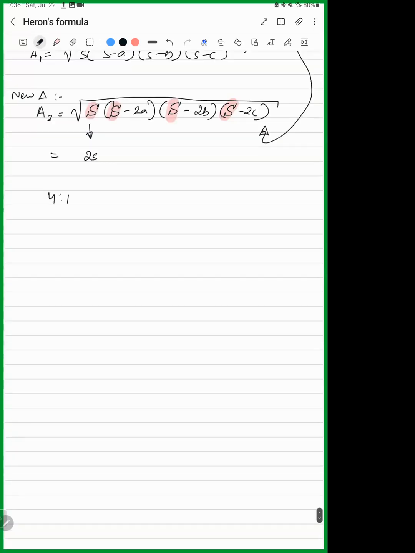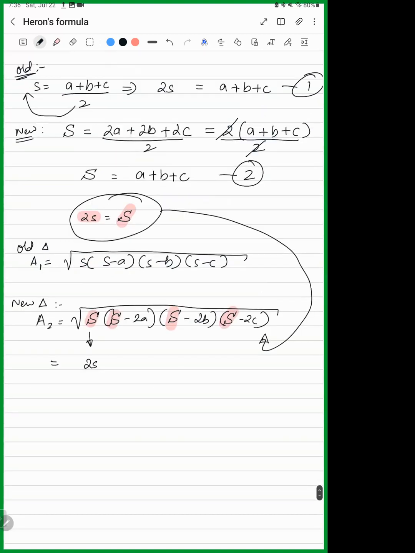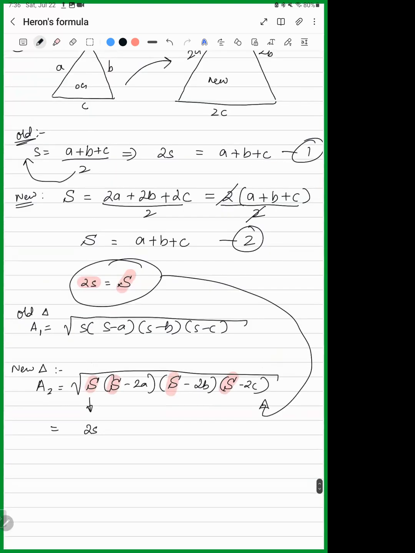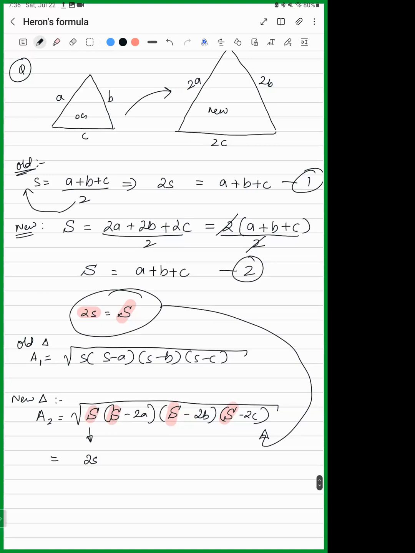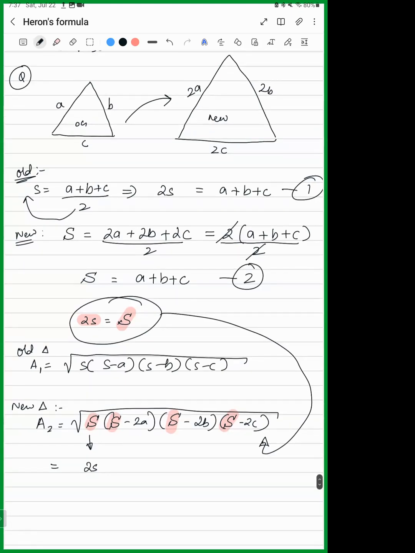Okay, so our A2 came out to be, so once again, for those of you who weren't there in the previous class, the question was, there is a triangle with sides A, B, and C. This is the original triangle, the old triangle. What will happen to the area if you double all of the sides? So each side is made twice. So now it's 2A, 2B, and 2C. Now they're asking you what's going to be the ratio between their two areas.